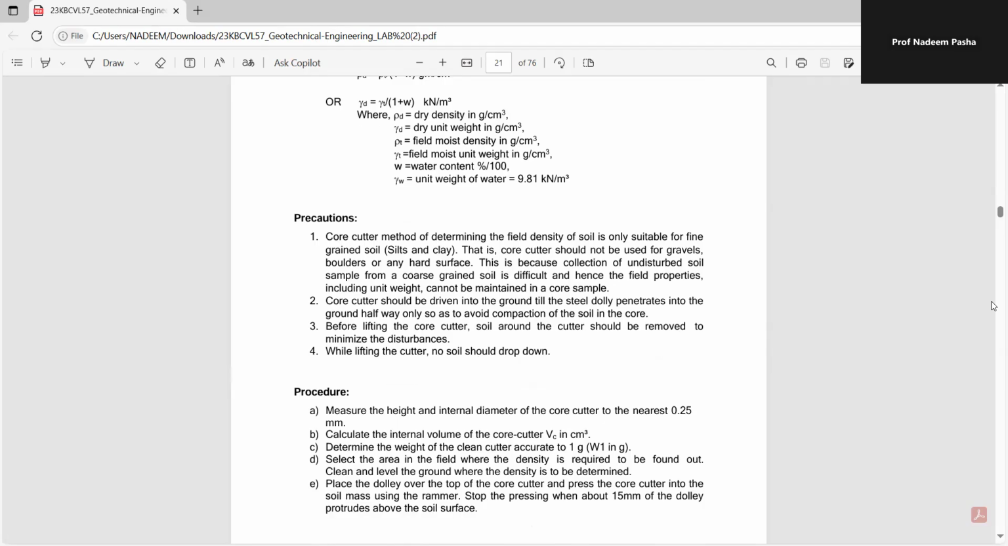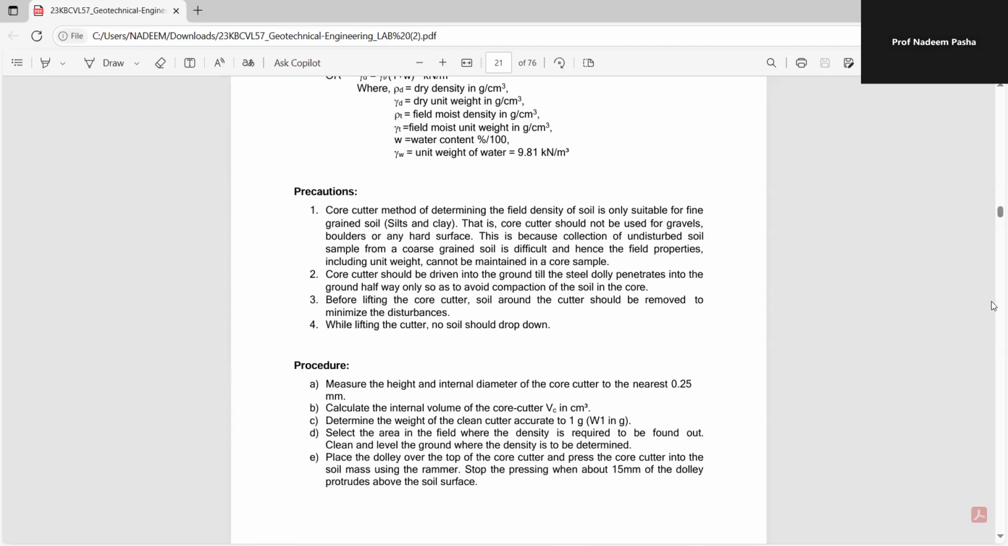Select an area in the field where the density is required to be found out. Find a good area where you want to test. Place the dolly over the top of the core cutter and press the core cutter into the soil mass using a hammer. Stop the pressing when about 15 mm of the dolly protrudes above the soil surface.